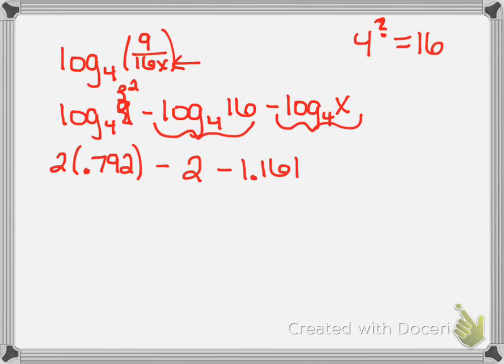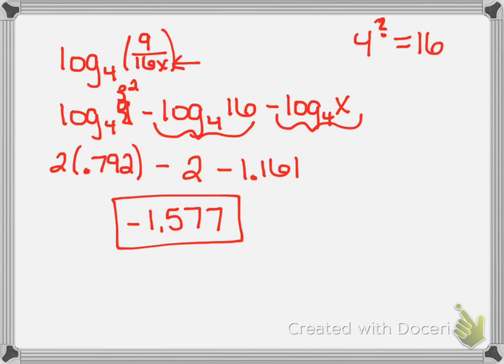So pause for just a second, please, and do the actual number crunching. And if you paused and did the actual number crunching, you should have gotten negative 1.577. Okay?